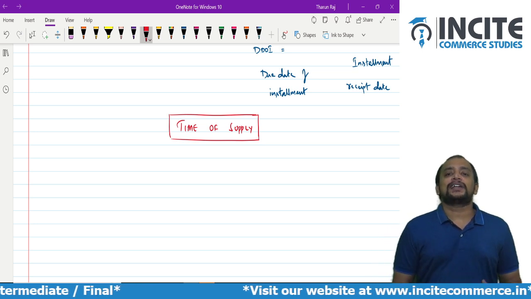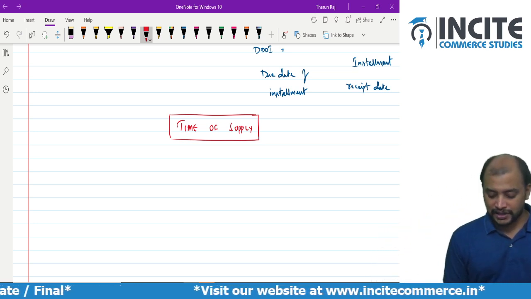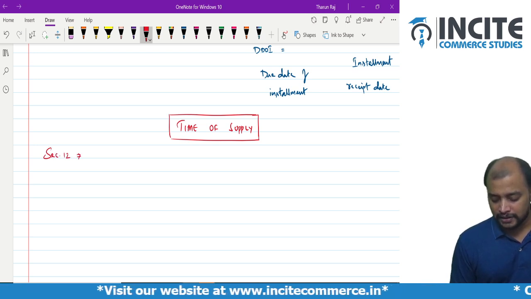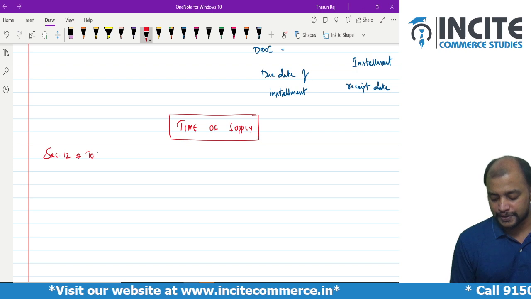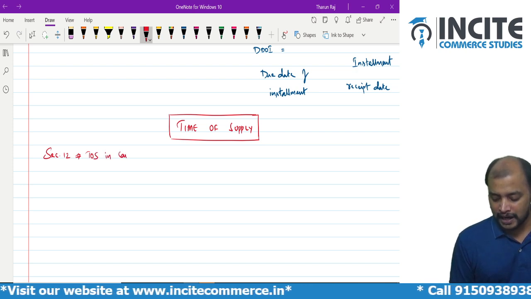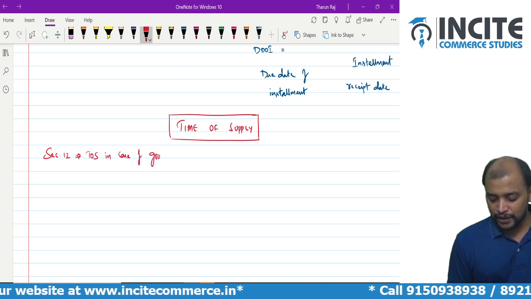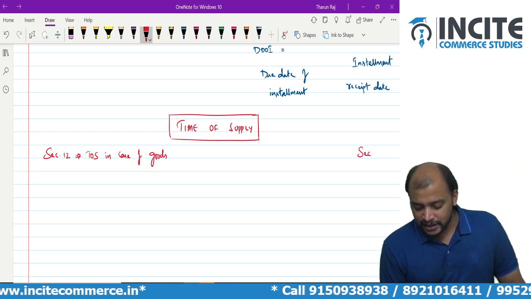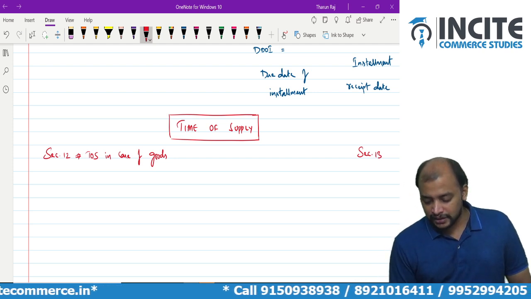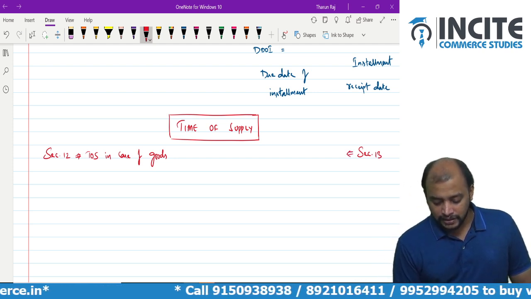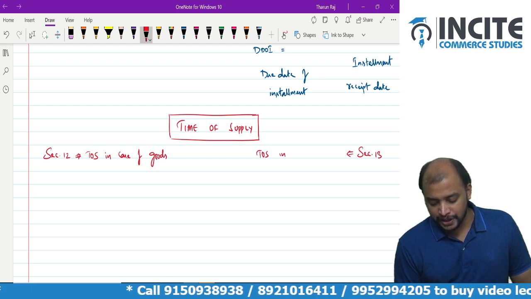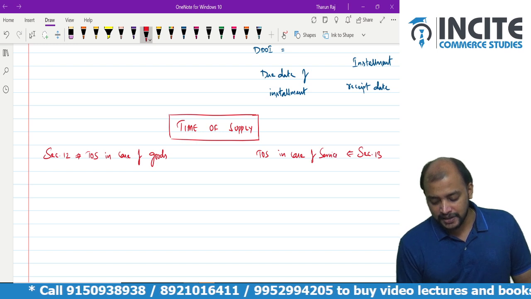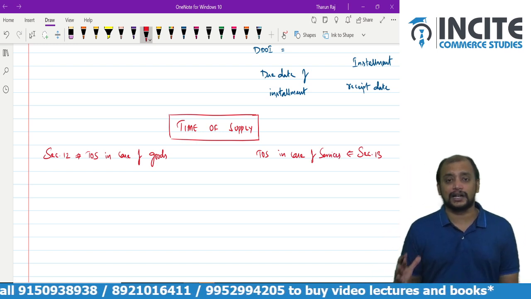So, time of supply in case of goods is given under section 12. Section 12 deals with TOS in case of goods. Whereas section 13 deals with time of supply in case of services. Time of supply in case of services is given under section 13.